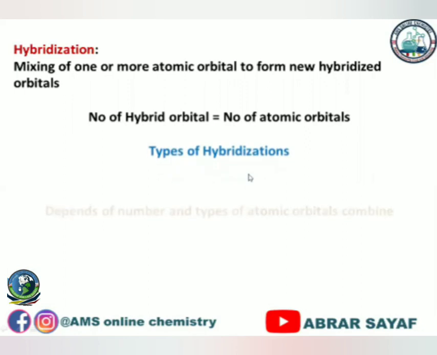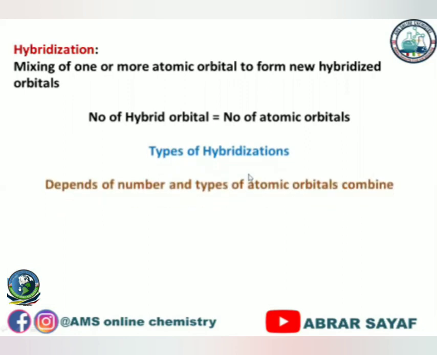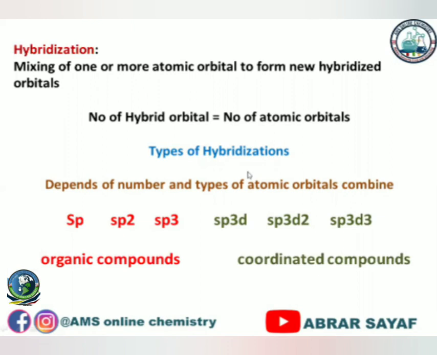Types of hybridization. It depends on the number and types of atomic orbitals combined. So let us discuss a few important types of hybridization. It is sp, sp2, sp3, sp3d, sp3d2, sp3d3. Keep in mind, sp, sp2 and sp3 are common in organic compounds, and sp3d, sp3d2, sp3d3 are common in coordination compounds.